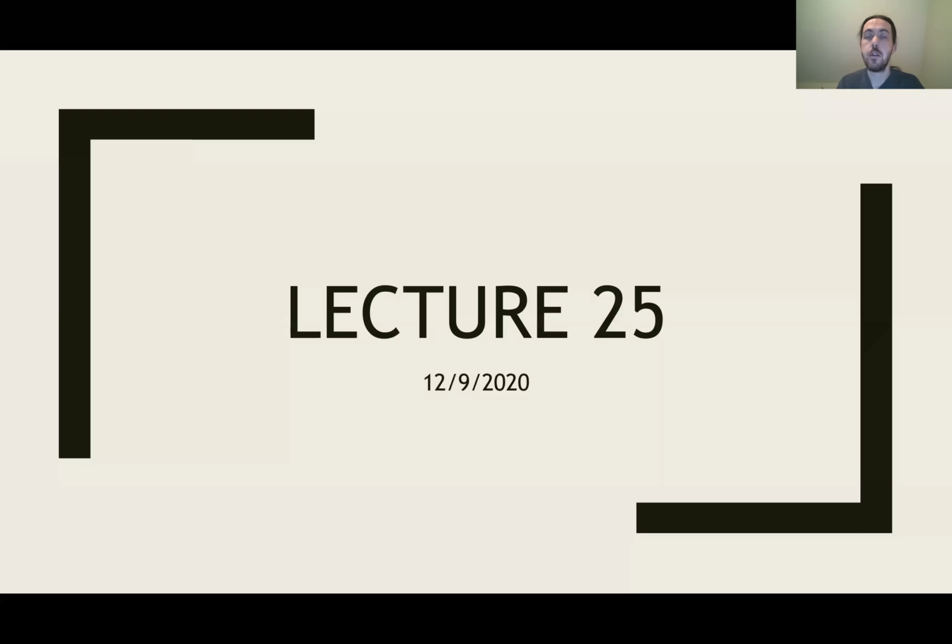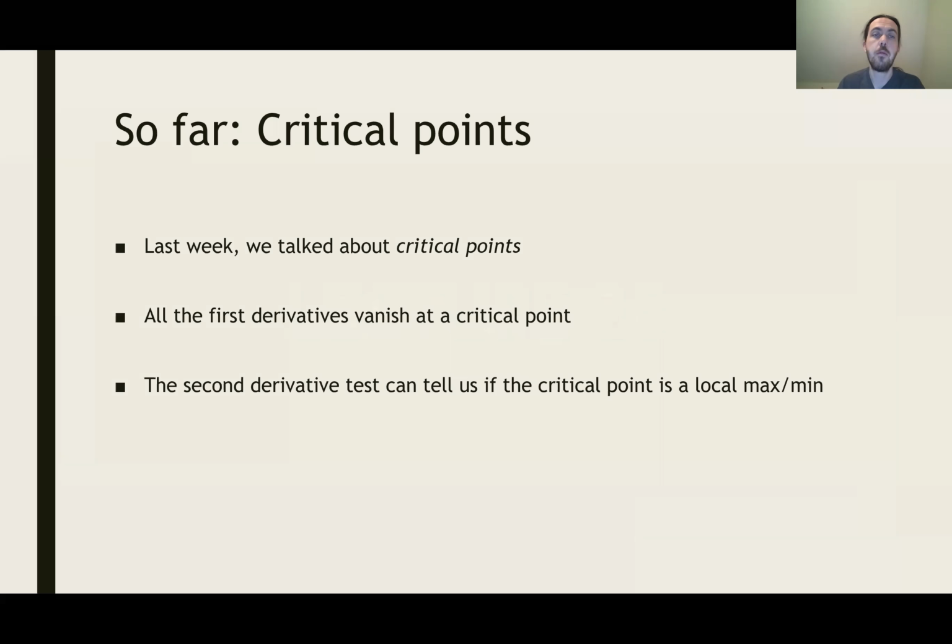So we're going to finish off the class by finishing off maximization and minimization problems. Last time, when we talked about those, we talked about critical points. Critical points are places where the function might take a maximum or a minimum. We can detect them by checking when all the derivatives of the function are equal to 0, meaning the x derivative, the y derivative, and the z derivative are 0.